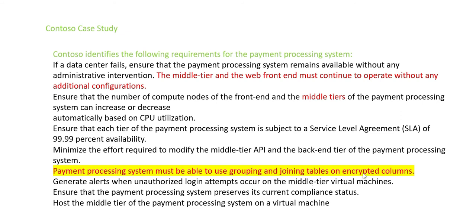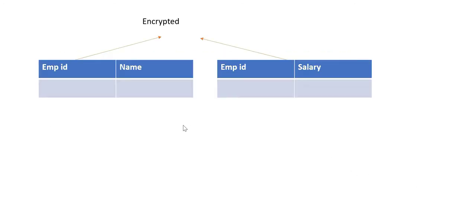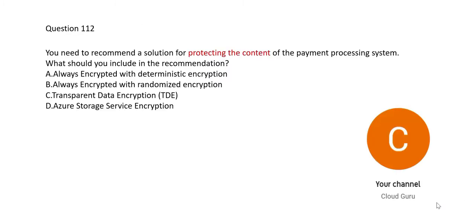So what it is saying is the payment processing system must be able to use grouping and joining tables on encrypted columns. That means, a hypothetical example, you have two tables, and if you are joining them, there may be other fields also in these tables. If you're joining them on the common key, for example, just employee ID, so both are encrypted and the join should work. Now let's scan through the options.